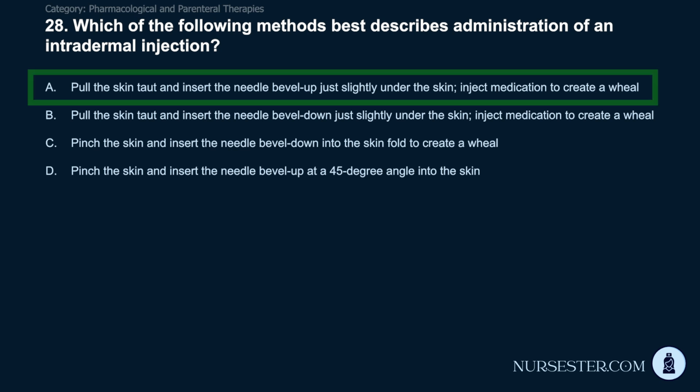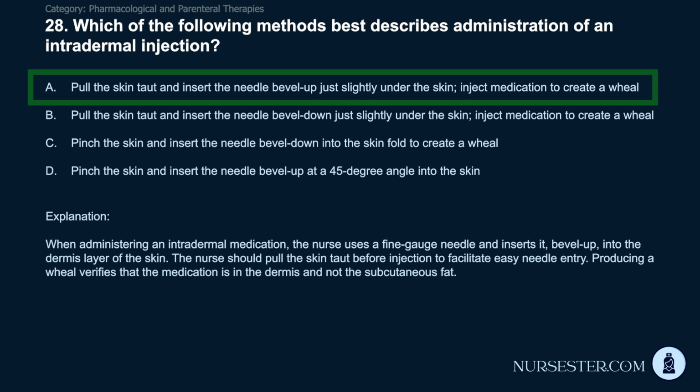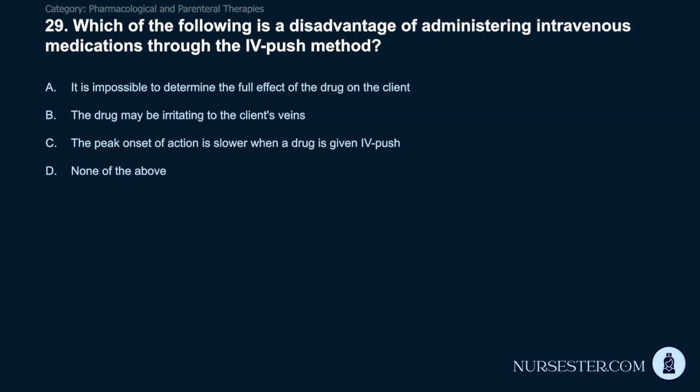Correct answer, A. Pull the skin taut and insert the needle bevel up just slightly under the skin. Inject medication to create a wheal. When administering an intradermal medication, the nurse uses a fine-gauge needle and inserts it, bevel up, into the dermis layer of the skin. The nurse should pull the skin taut before injection to facilitate easy needle entry. Producing a wheal verifies that the medication is in the dermis and not the subcutaneous fat.